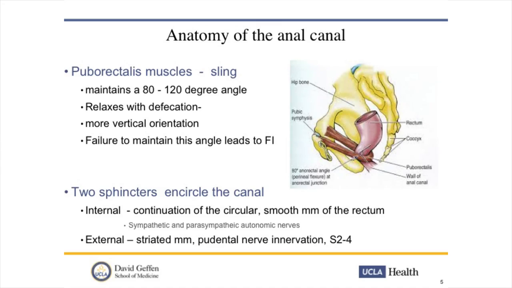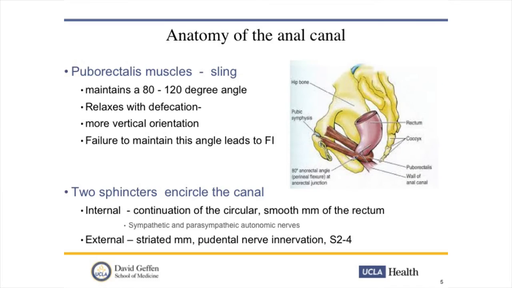The anatomy of the anal canal, we'll continue with that: the puborectalis muscle that I mentioned, which was part of the levator ani muscle structure, actually forms a sling, and you want that angle to be between 80 to 120 degrees. The failure to maintain that angle in a lot of your patients may explain the fecal incontinence that they experience later on. That sling itself relaxes with defecation and usually forms a more vertical orientation.